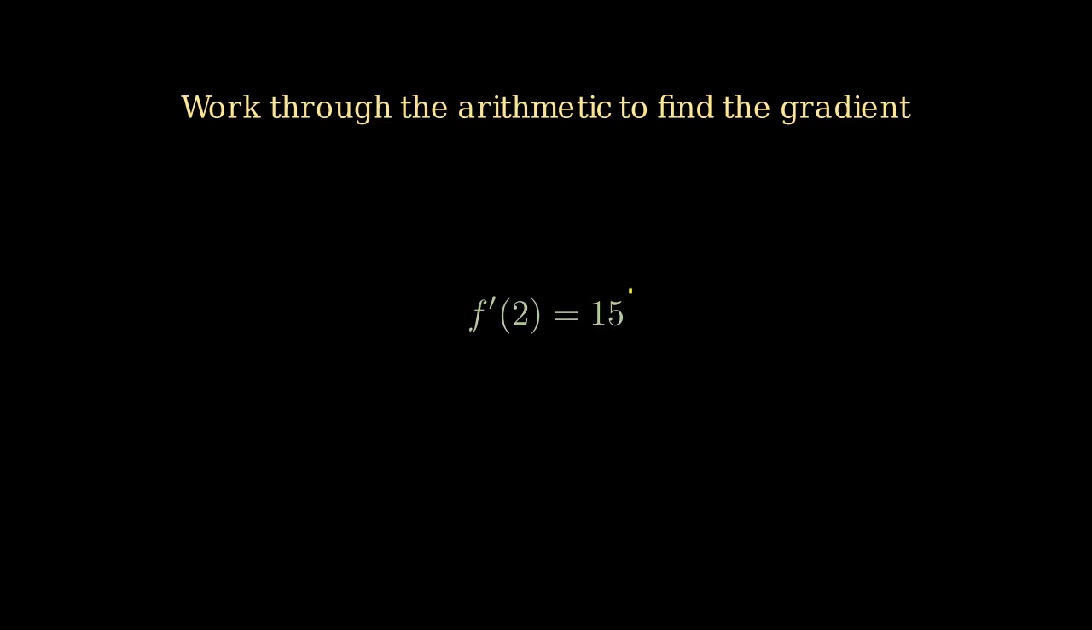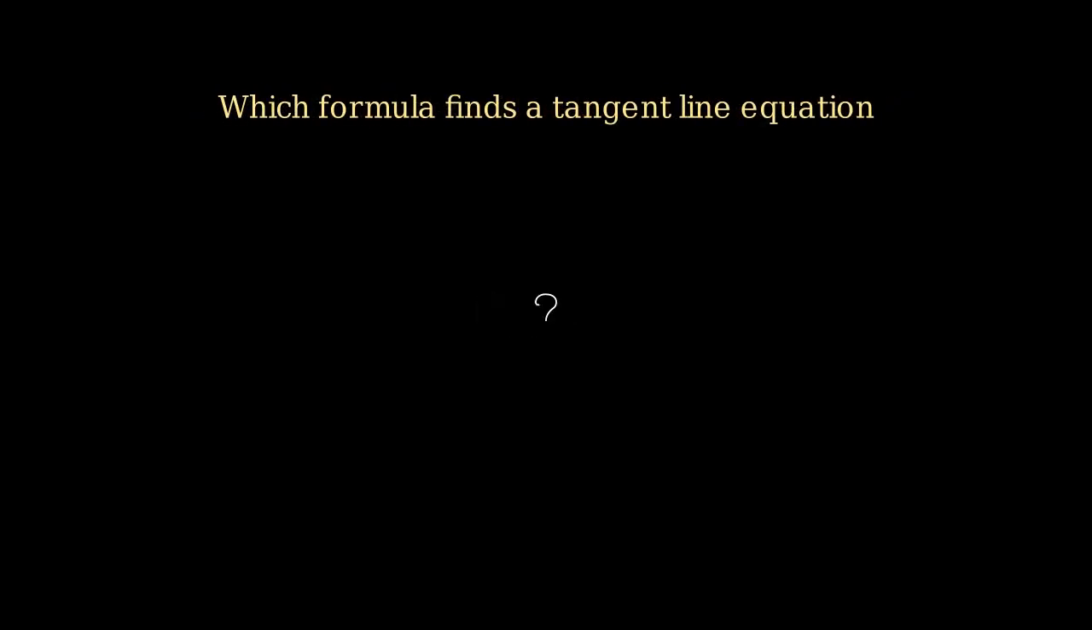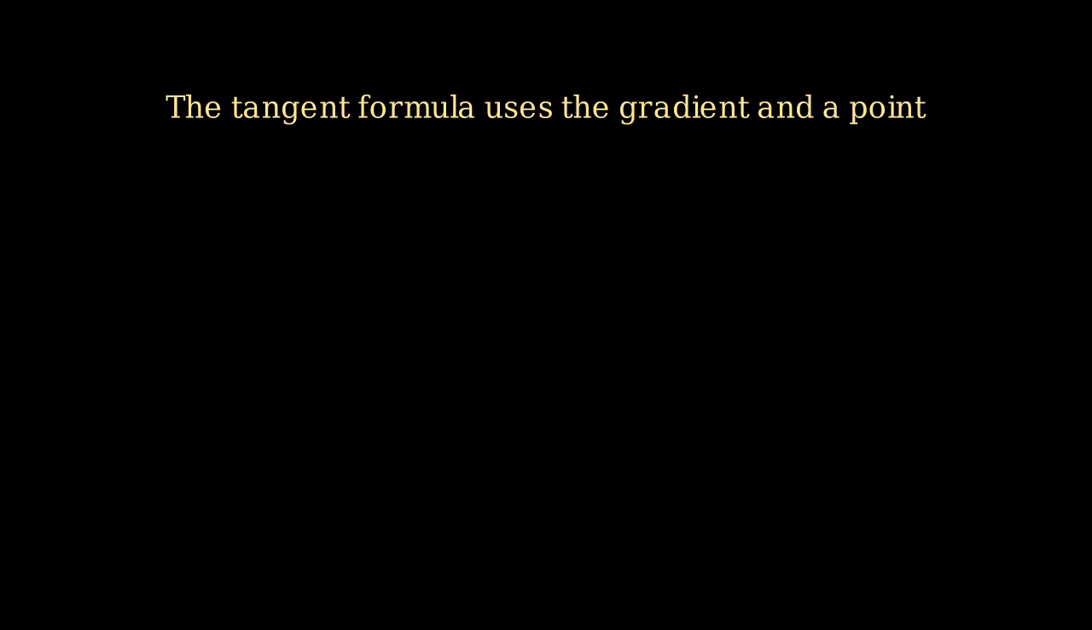Now, before we find the tangent line itself, here's another prediction for you. Which formula do you think we need to find the equation of a tangent line, given a gradient and a point? Think about it before the reveal. The formula we need is y minus y1 equals m times open bracket x minus x1 close bracket, where m is the gradient we just found, and x1, y1 is the known point on the curve.